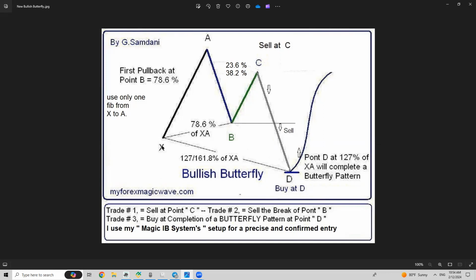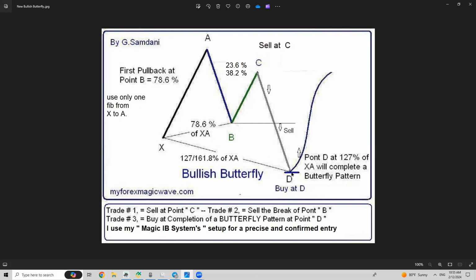If you have a move from X to A, the main move, the first pullback must be at 78% or a little more. That's okay, but not less. And then it goes back to place a point C somewhere between 38 and 23. From there, if it goes all the way to the upside, then it's a different story. But if it makes the turn, this is where it's normally going. 90% of the time, it will go and make the harmonic pattern called butterfly.